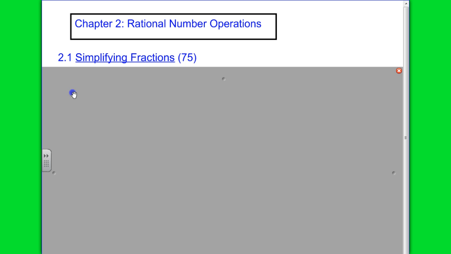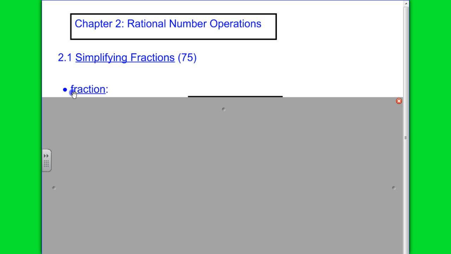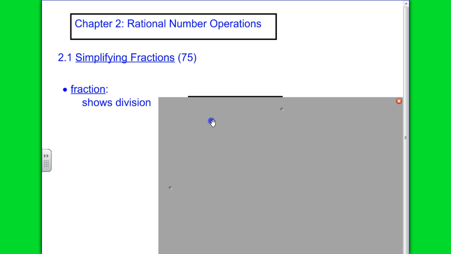So, simplifying fractions. Mark just said it correctly. A fraction is a ratio, right? It shows division. It's one number divided by another, typically. Sometimes we have algebraic variables in there too.